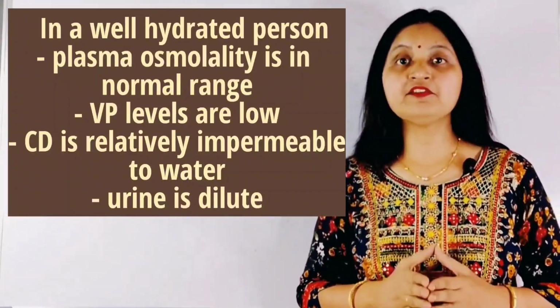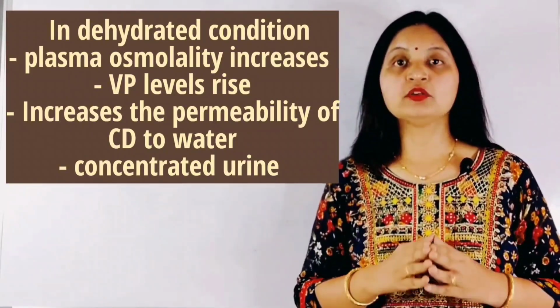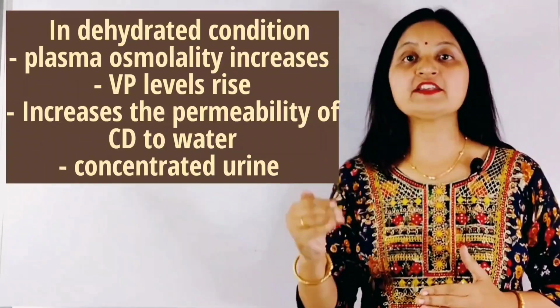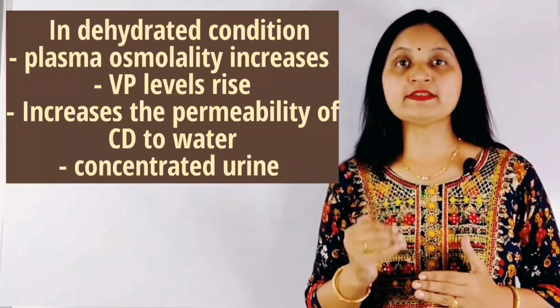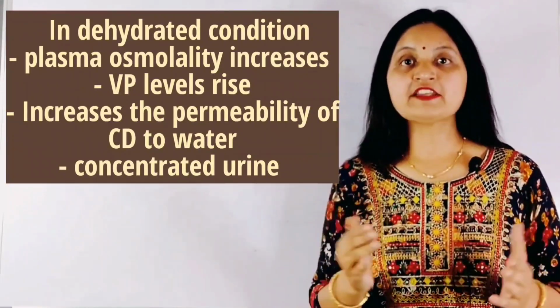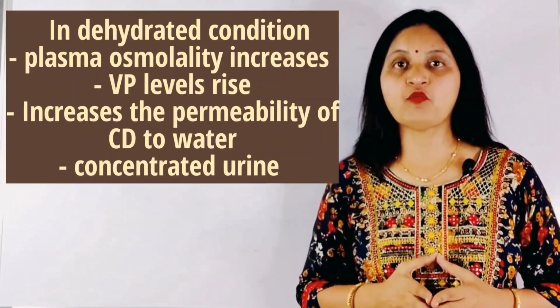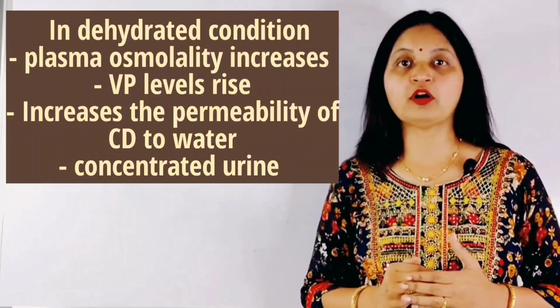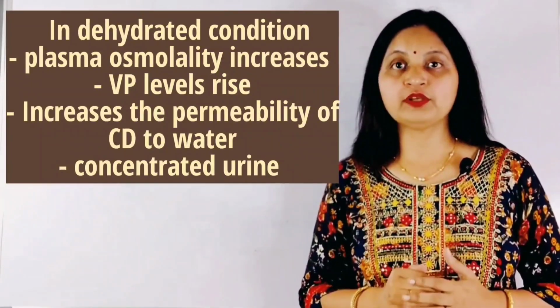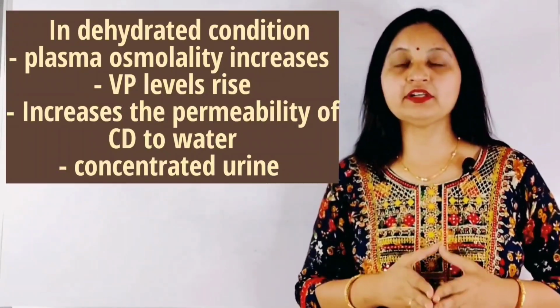But when the person is severely dehydrated, the plasma osmolality increases. So this acts as a stimulator for vasopressin secretion. The vasopressin levels are increased, and the vasopressin acts on the renal collecting duct, which causes increased conservation and reabsorption of water, causing concentration of urine, and the effects are opposite to that of the diuretic effects. In this way, it causes an anti-diuretic effect.